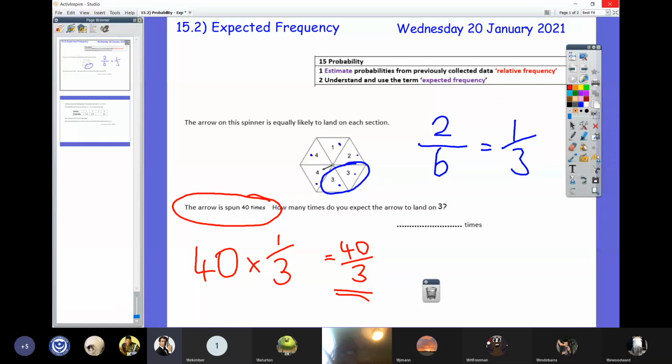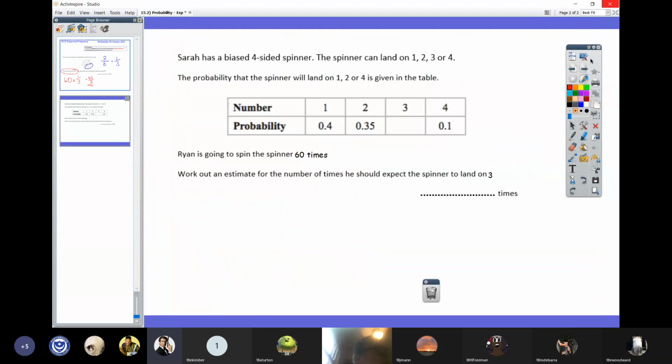And then something like this, there's just a bit more information to process. So here we go. Sarah has a biased 4-sided spinner. The spinner can land on 1, 2, 3 or 4, and the probability that the spinner will land on 1, 2 and 4 is given in the table. Ryan is going to spin the spinner 60 times. Work out an estimate for the number of times he should expect the spinner to land on a 3.